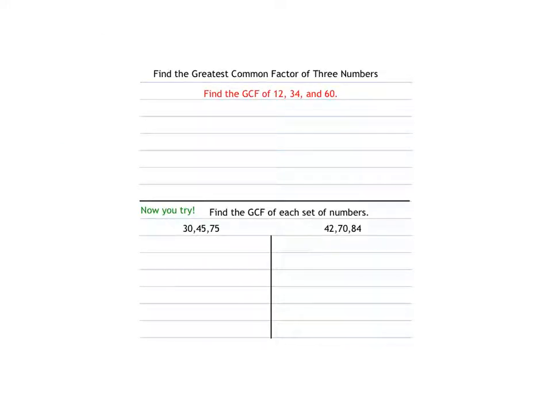All right, so the way that we find the greatest common factor of three numbers is the same. We just take our numbers, list out our factors. So 1 and 12, 2 and 6, 3 and 4.